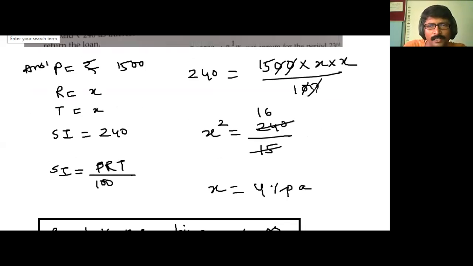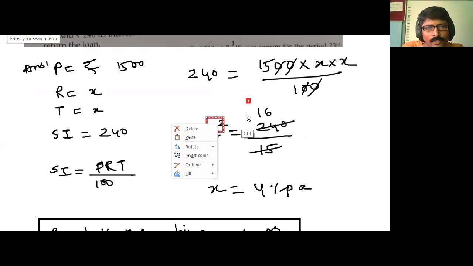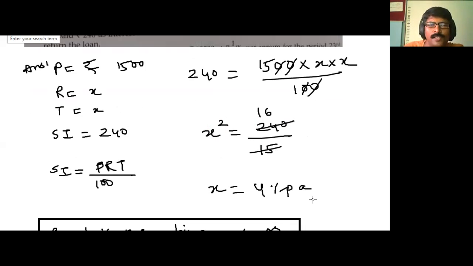So 1500, then 2 zeros will get cancelled with this 100, and then you can take this 15 down over here with 240. 240 upon 15 is equal to x squared. So x squared is equal to 16. To solve this, x squared is equal to 16, that means x is equal to root of 16. When the square goes to the other side, it becomes a square root. So what is the square root of 16? Square root of 16 is 4. So the rate of interest is 4% per annum and the time is also 4 years.